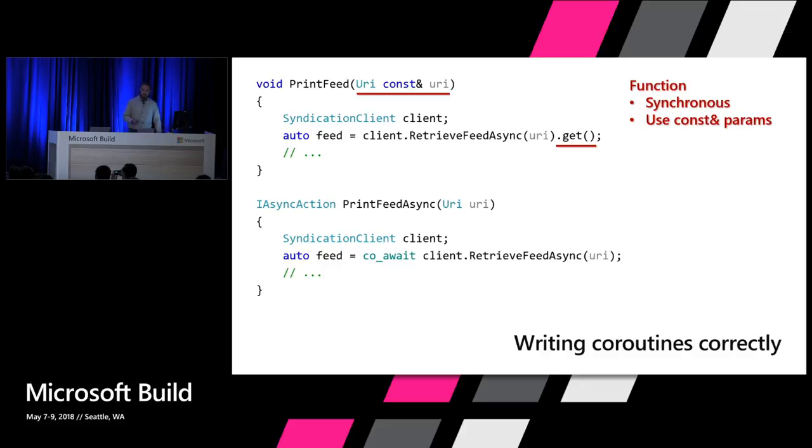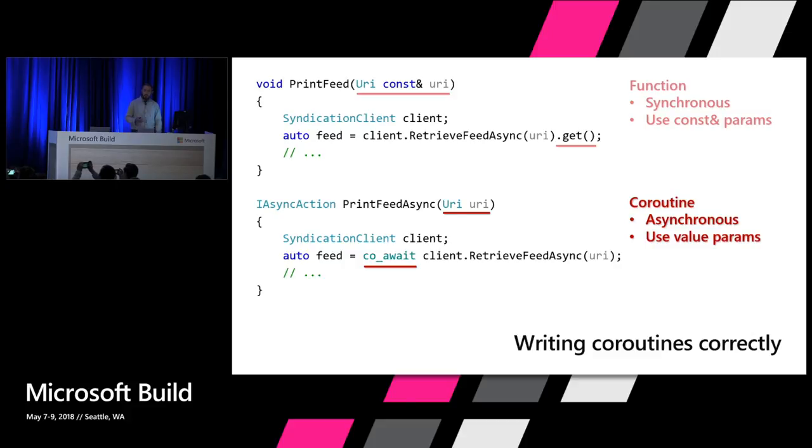But in that case, for a synchronous call, you want constref. It's really efficient. You can call .get. For async, for coroutines, you want to make sure you capture by value, pass by value, and then you can use co_await, and it works great. Those are your two scenarios. Sort of build that into your muscle memory.